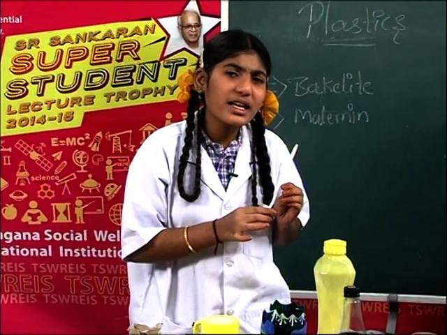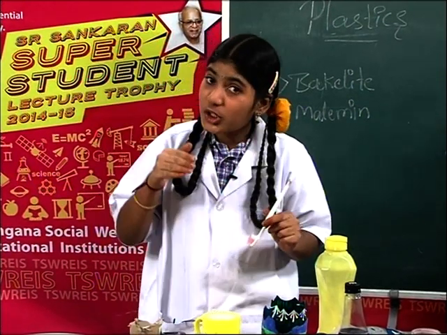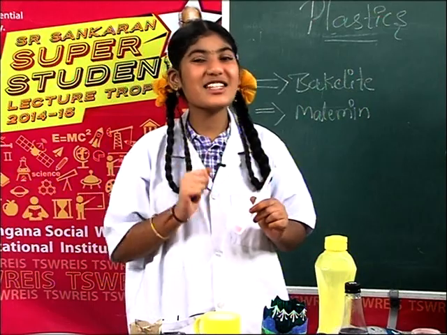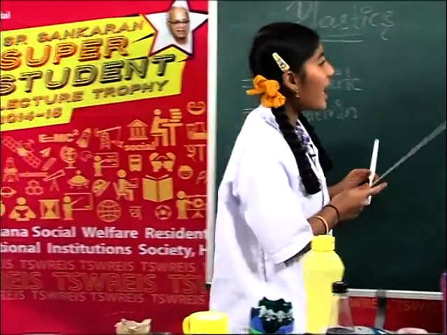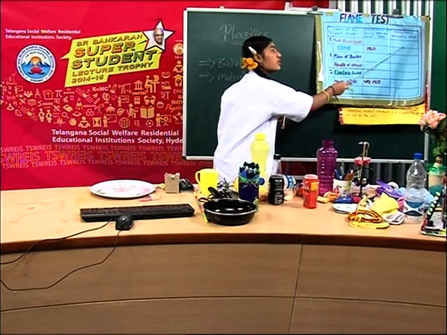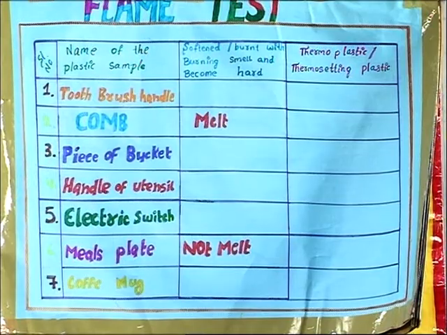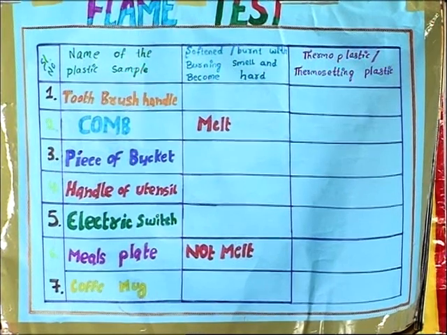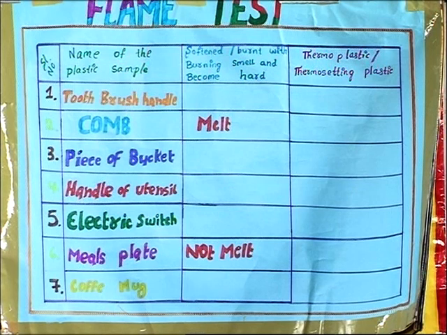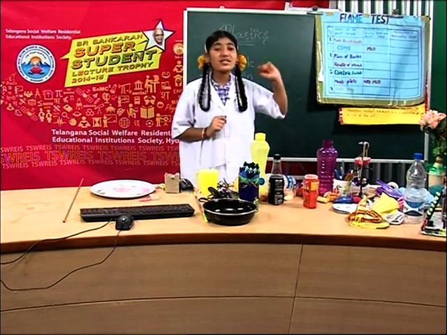What we discussed already, the plastics which melt into the flame, those types of plastics are known as thermoplastics. So here we want to write melt, and here we want to write which type of plastic this is. Thermoplastics. So by following this way, friends, you want to fill all this box. Did you understand, friends?